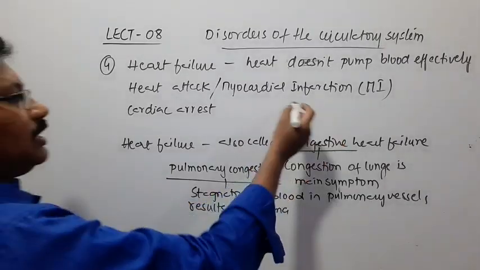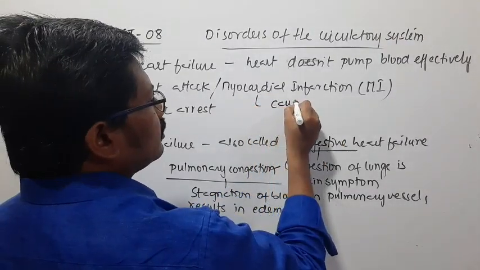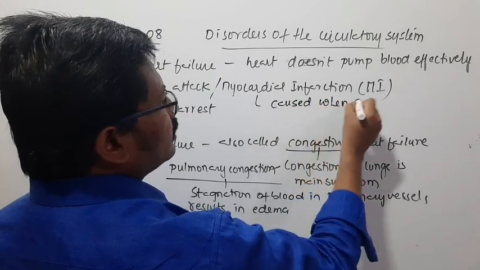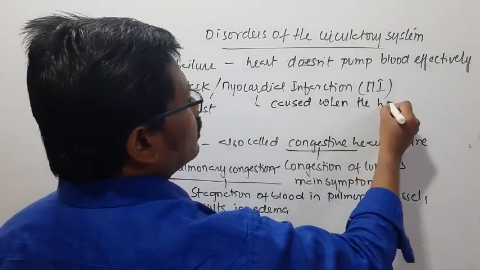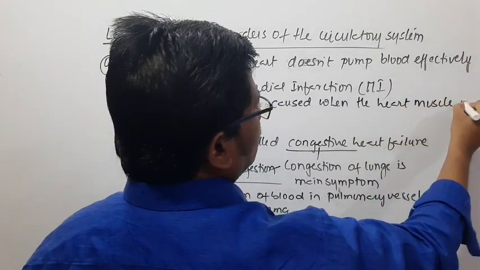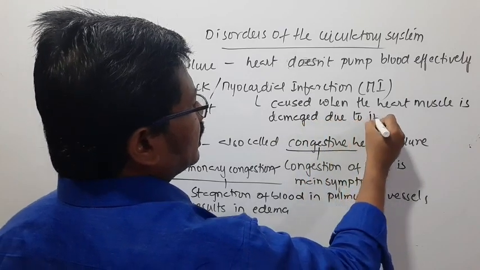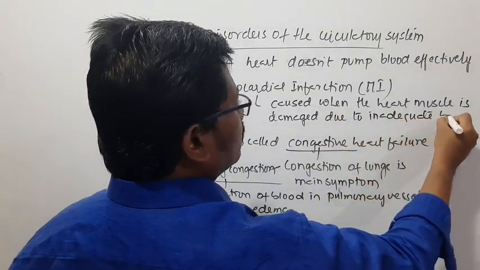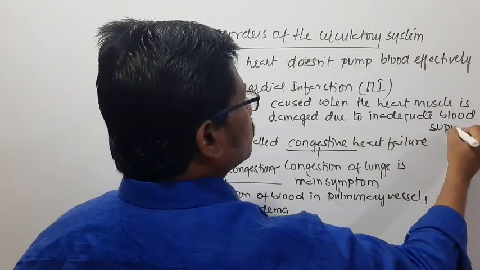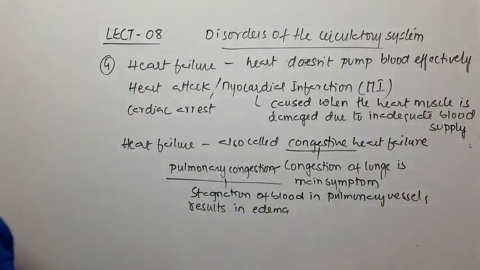The next one, heart attack. This heart attack is caused when the heart muscle is damaged due to inadequate blood supply. When there is very little blood supply to the heart muscle, the heart muscle will get damaged, it may die, and that results in a condition called myocardial infarction, or the heart attack.